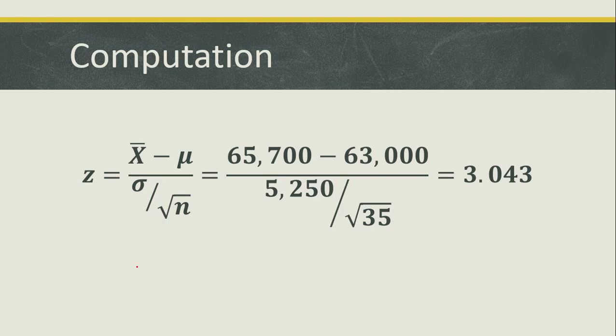So, first thing that you're going to do is to subtract 65,700 sa 63,000. So, ang magiging answer po niyan is 2,700. And then after po nun, didivide nyo na. Pero nakikita nyo, meron tayong naka-square root na 35. So, simplify po muna natin to. Ano yung square root ng 35?